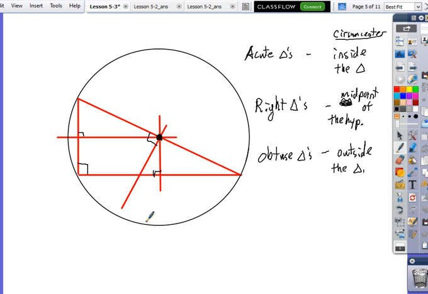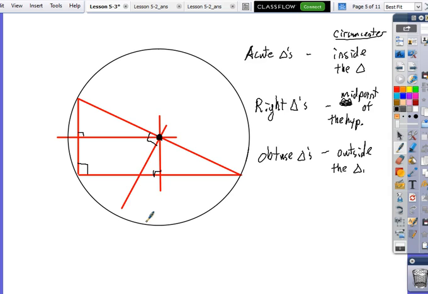In an acute triangle where all the angles are less than 90, the circumcenter will always be inside the triangle. In an obtuse triangle where one of the angles is greater than 90, the circumcenter will be found outside the triangle. And if we have time, I'll do a construction at the end of the period and show you that. And then on a right triangle, the circumcenter will always be found at the midpoint of the hypotenuse.